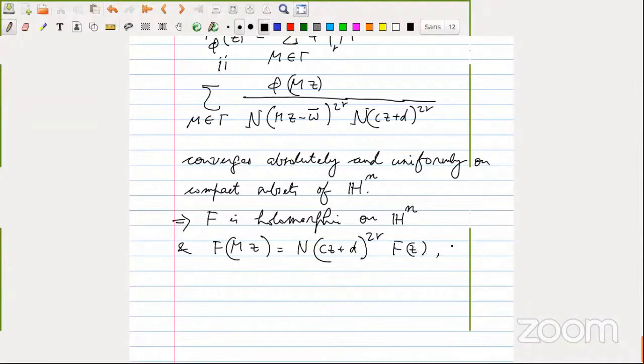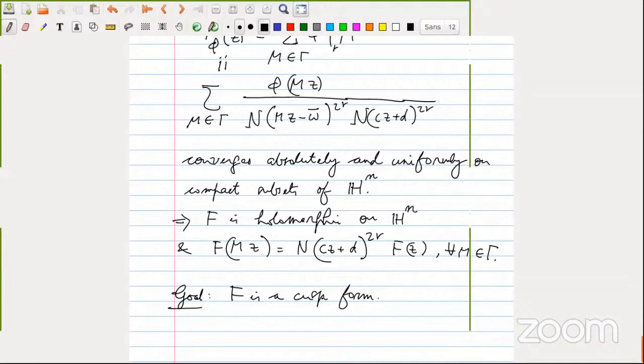for all m inside gamma. But this is just a series which we have defined, and we have to convince ourselves that this is a cusp form. So we can set this as a goal for ourselves: that my f is a cusp form.